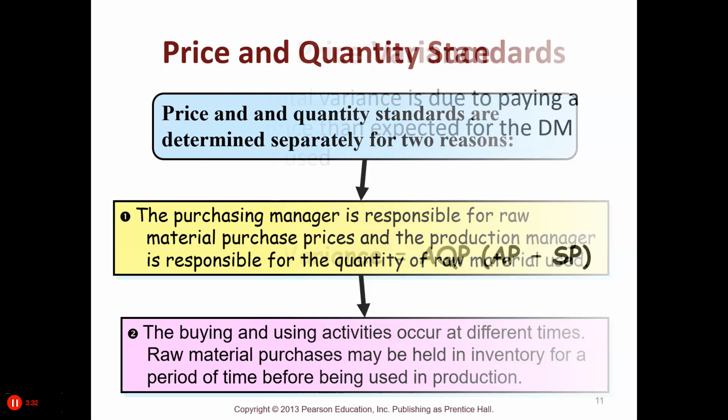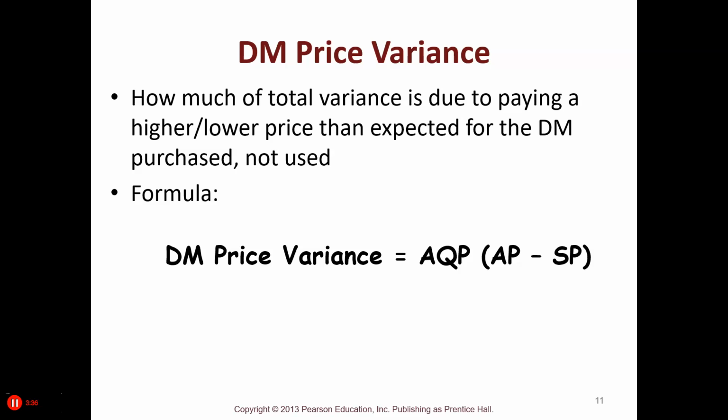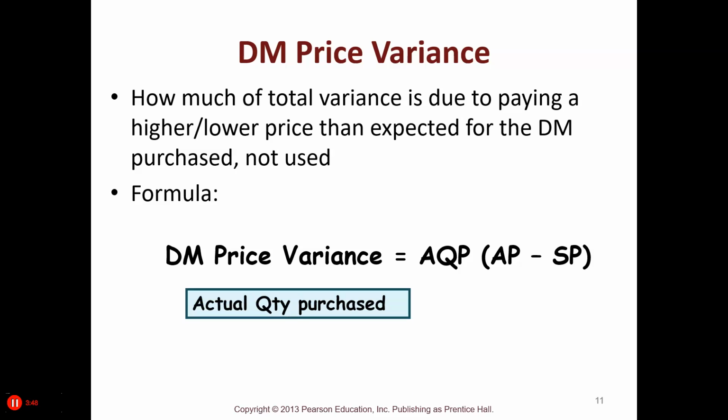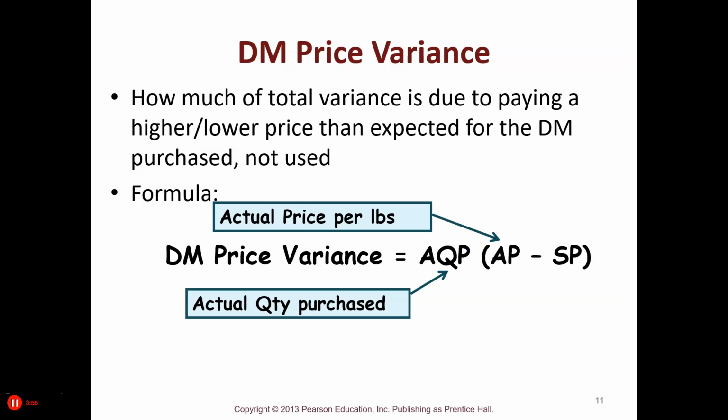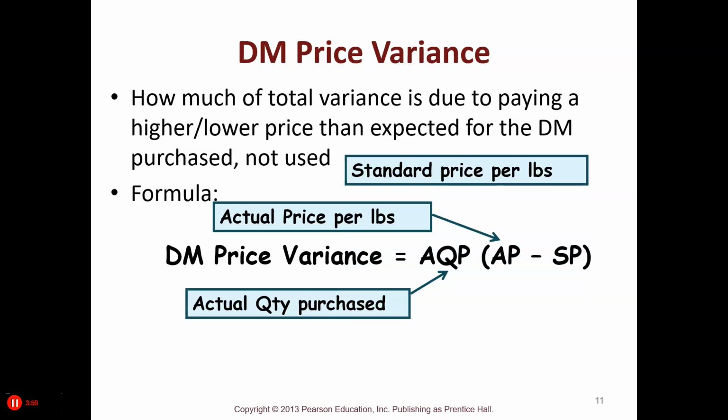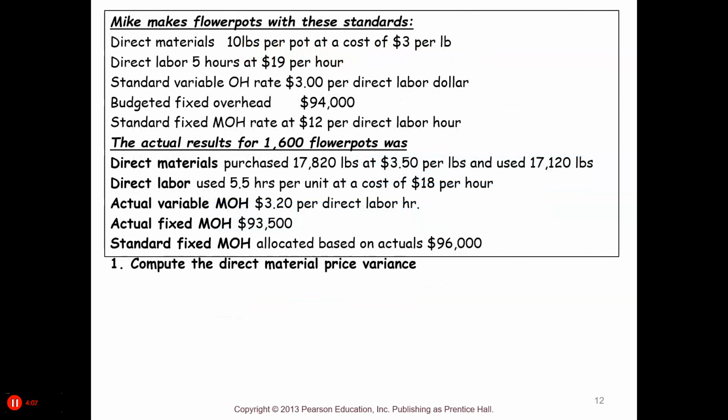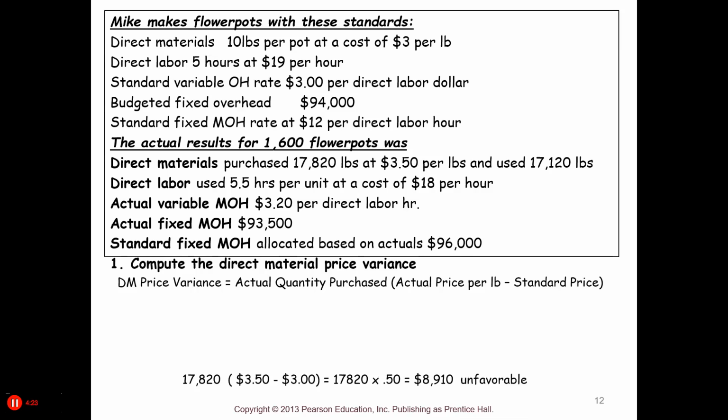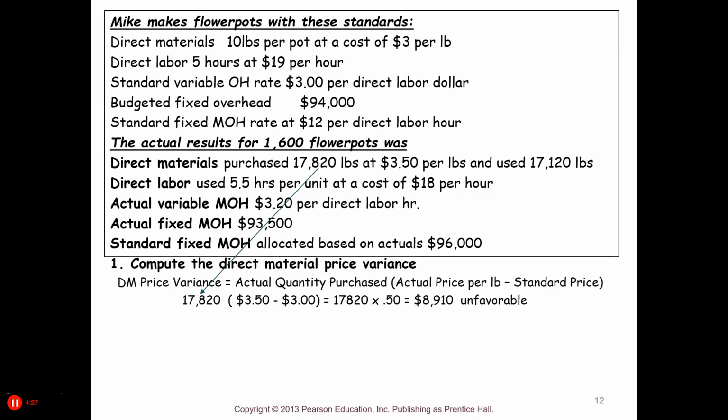In this case, let's first go to our direct material variance. Now, how much of total variance is due to paying a higher or lower price than expected for our direct materials? And remember, it's purchased, not used, because they're going to give you both. So we're going to take our actual quantity purchased times the difference between the actual price per pound, or whatever you're buying in quantity, and the standard price per pound. So we're going to look at the same example through all of these variances. And here it is. So first thing we're going to do is the direct material price variance. The direct material price variance is, again, the actual quantity purchased times the difference between the actual price versus the standard. So in our example, we need to remember it's the purchased.